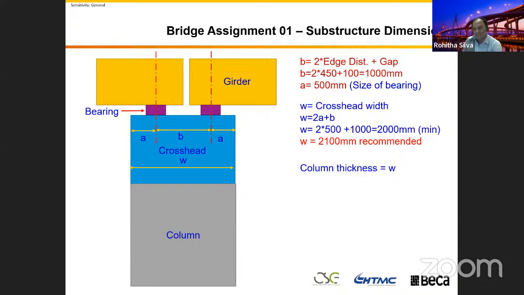Remember the example I talked about during the bridge articulation. The standard size of this bearing is 480 by 380. The width is 480, the length is 380. So then this distance and the distance between these two is already given, because this end distance we need, that's 450, the gap is 100. Then you got this dimension B, 2 times edge distance plus gap, that is 1000 millimeters or 1 meter.